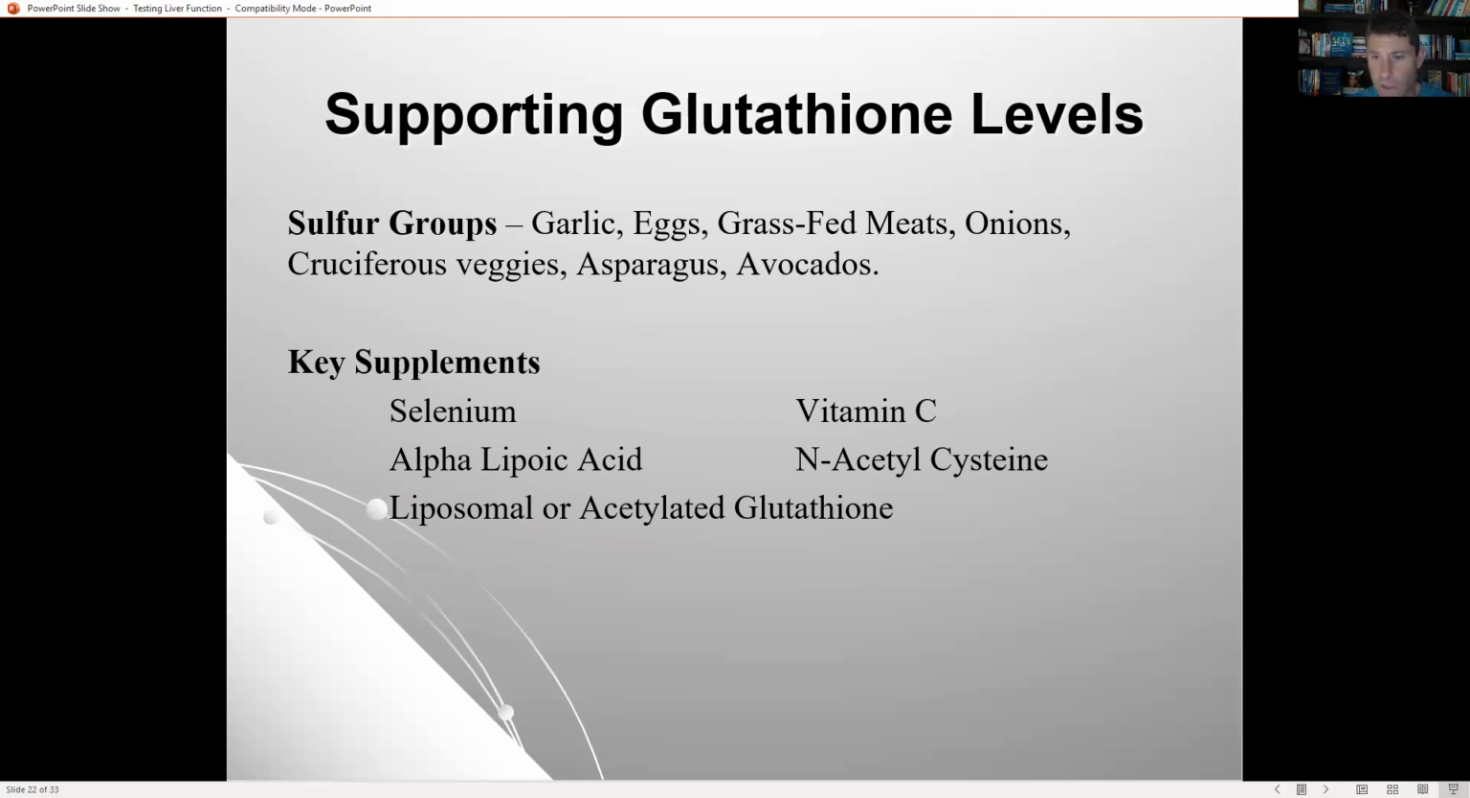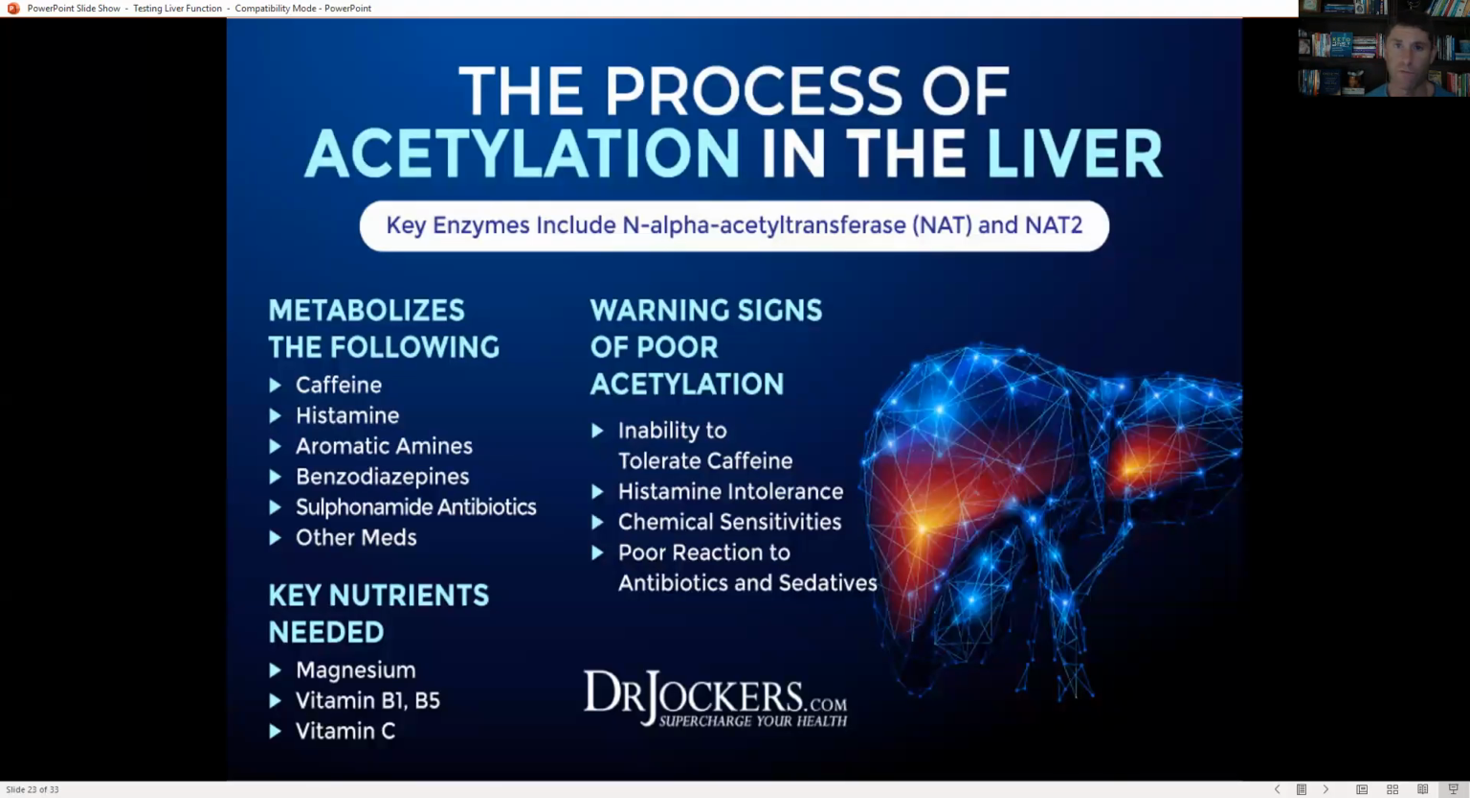Glutathione is a tripeptide. There's 3 amino acids. So if you try to eat just glutathione, your body will break it into those amino acids. So it doesn't work to eat it, but you can take it in a form that bypasses the digestive system. That's going to be liposomal or acetylated forms of glutathione that can work very effectively.